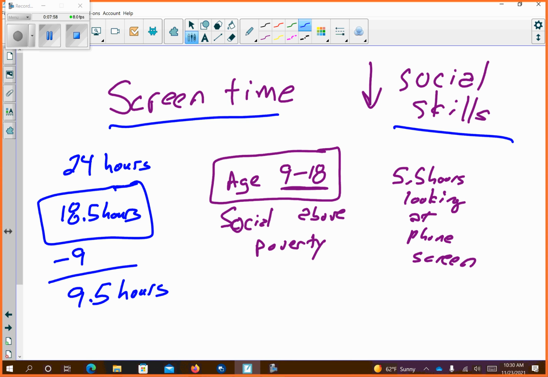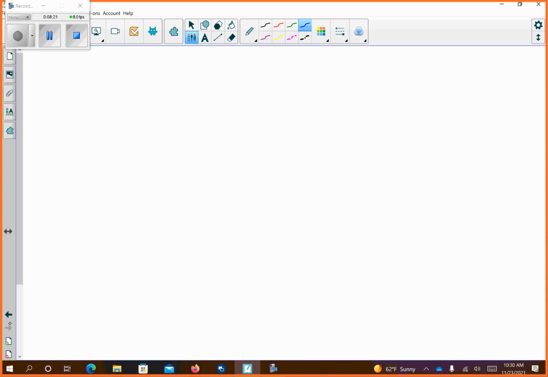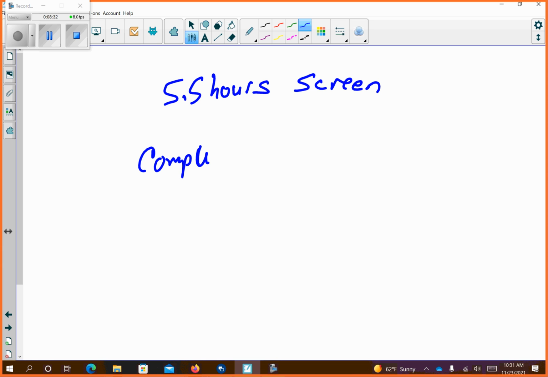But this is talking about 9 to 18-year-olds. So I would imagine some of those 9 to 18-year-olds are doing online school. So some of those kids might be staring at a screen for 7 hours of school time a day, plus looking at their phone. So yeah, I like that thought. That's a good thought. So let's think about that 5.5 hours of screen time. It could be computer, phone, and even television.